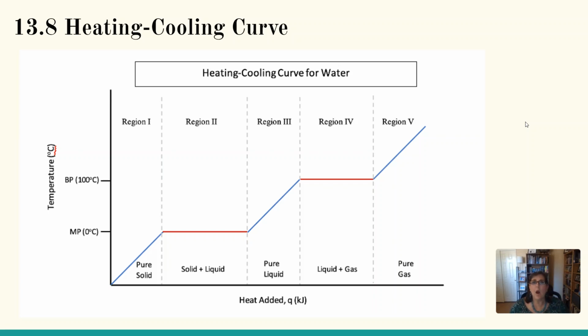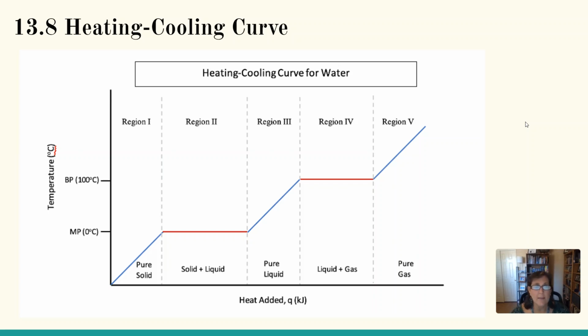So let's look at the parts of the curve, this graph. First of all, we have the y-axis, which is temperature. In this case, it's degrees Celsius. The x-axis is going to be heat that we add as we go along this curve. Heat is, of course, represented by Q, and the unit is joules or kilojoules in this case.